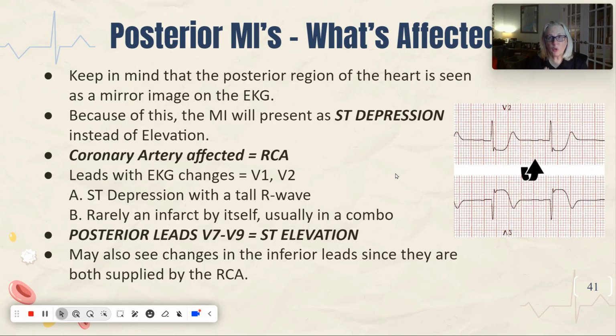If we were to take a posterior EKG on this patient, then leads V7 through V9 would have ST elevation. And you're like, wait a second, we only have to V6. What's the 7 through 9 thing? So when you place a posterior EKG, you're going to remove V4, 5, and 6 from the front of the body, and you're going to place it on the back, right under the scapula on the left-hand side. And it becomes V7, 8, 9. Okay, so you're taking 4, 5, and 6 off, putting it on the back and calling it 7, 8, 9. In that order. 4, 5, 6 becomes 7, 8, 9.